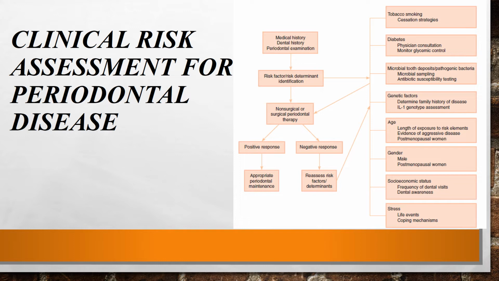So after that, we have to assess it. So we have discussed the parameters, the risk assessment tool, and coming to the clinical risk assessment for periodontal disease. This is the flow chart describing the risk assessment and the following treatment plan. So we have collected the risk factors under the case history, and after that we are going for risk factor determination or identification, and after that planning the treatment.